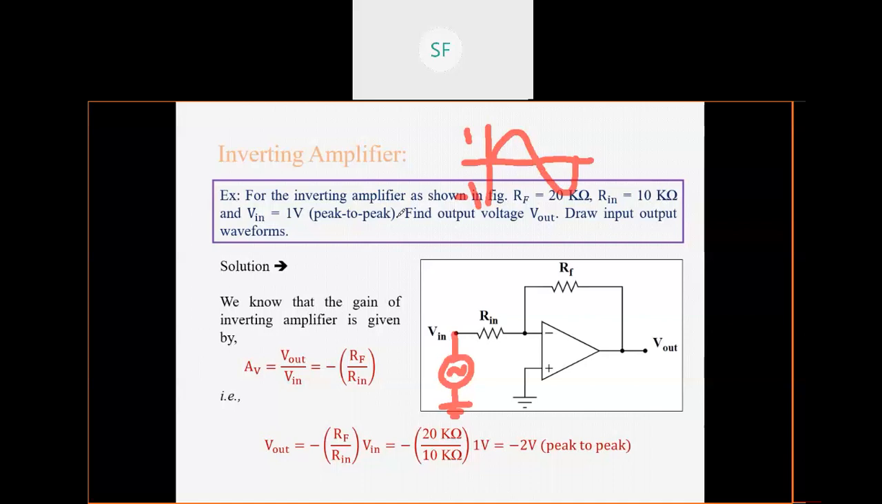Sorry, there is one correction. It is not 1 volt peak to peak. Positive 1 volt will be there and negative 1 volt will be there. So in total it becomes 2 volt peak to peak. Okay. So there is a slight correction here.